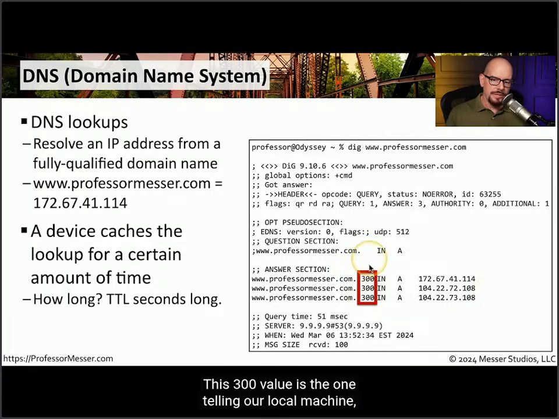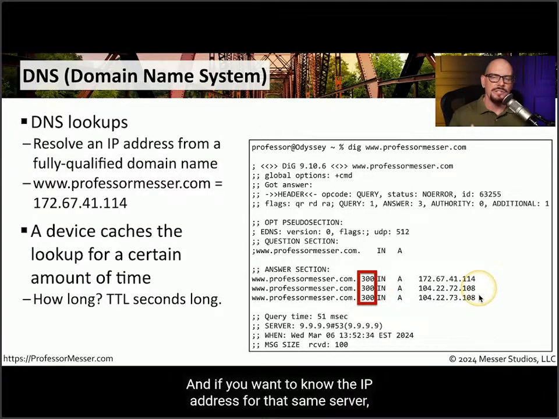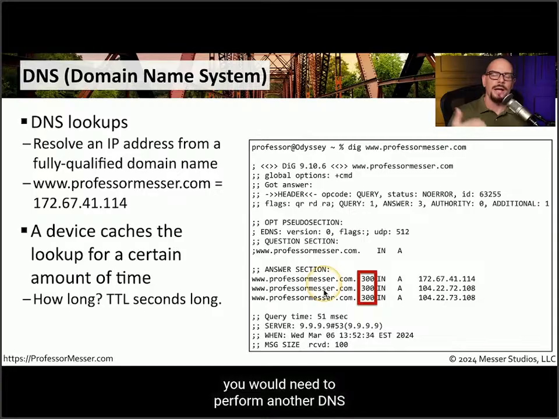This 300 value is the one telling our local machine, keep this IP address in your cache for 300 seconds. If you do the math, that is 5 minutes. Once that 5 minutes has elapsed, our local cache removes that particular resolution. And if you want to know the IP address for that same server, you would need to perform another DNS query to update your cache for another 5 minutes.